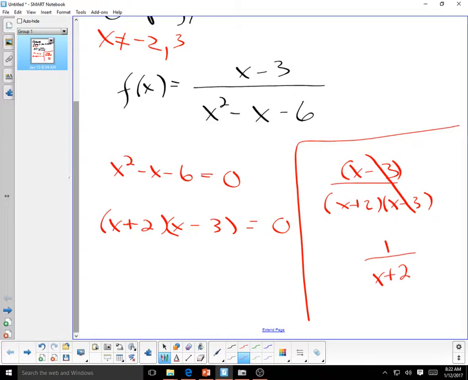Does that change my domain restriction? It doesn't, huh? X still can't be negative 2. And I still want to stay with that 3 as well, because that was part of the original problem, wasn't it? I mean, if we simplify it, I could definitely have 3 in there. But from the original problem, then we have that domain restriction. Cool beans? Awesome. Anybody want to ask any questions? You guys process that for a minute?